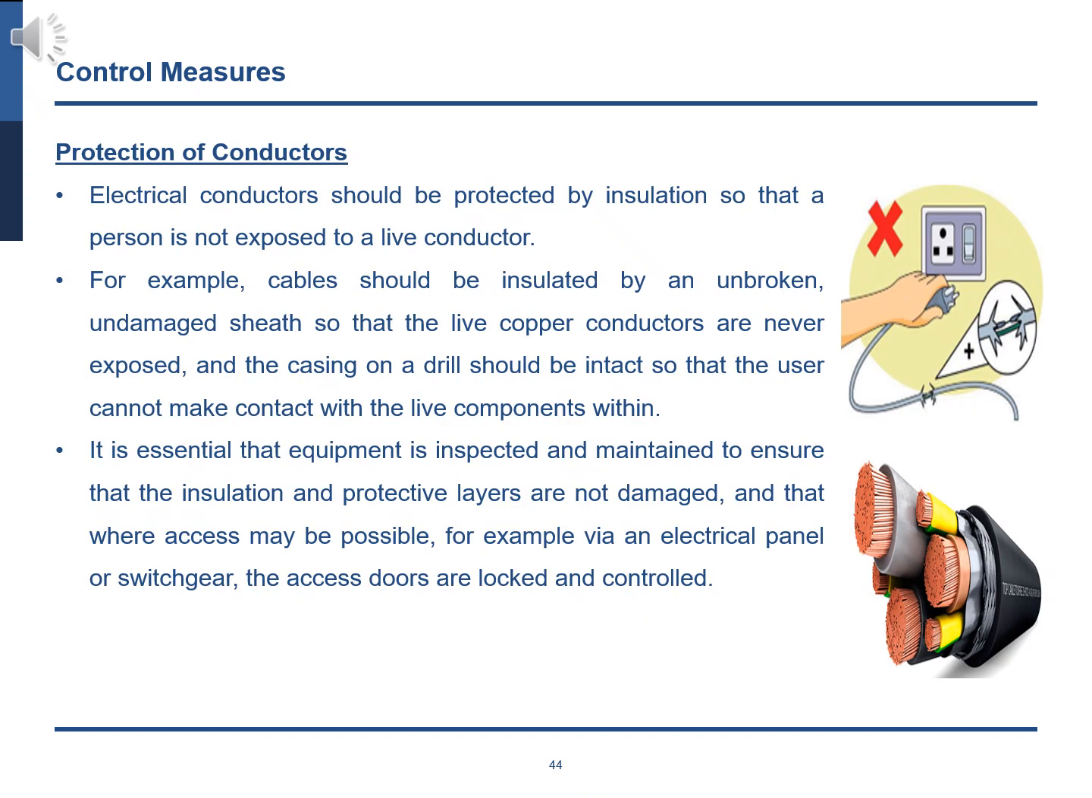Protection of conductors. Electrical conductors should be protected by insulation so that a person is not exposed to a live conductor. For example, cables should be insulated by an unbroken, undamaged sheath so that the live copper conductors are never exposed, and the casing on a drill should be intact so that the user cannot make contact with the live components within. It is essential that equipment is inspected and maintained to ensure that the insulation and protective layers are not damaged, and that where access may be possible, for example via an electrical panel or switchgear, the access doors are locked and controlled.